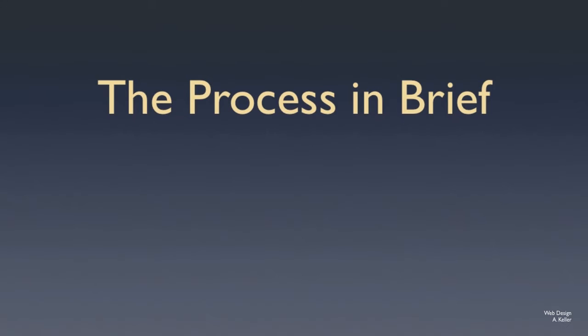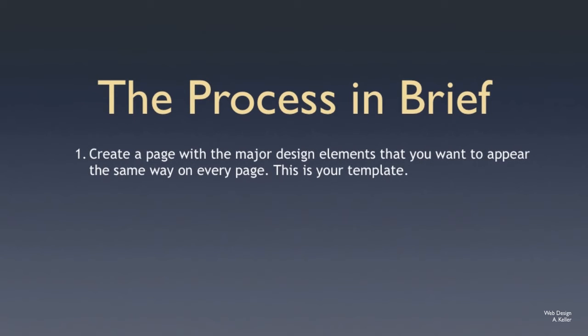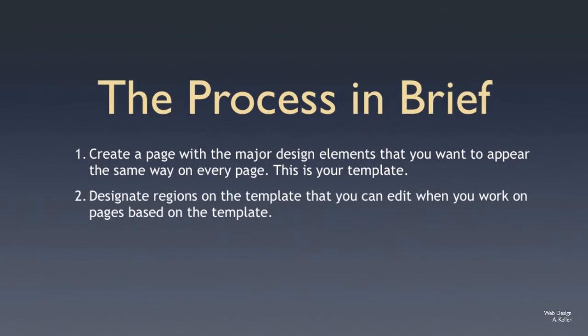So in brief, this is what we're going to be doing. We're going to create a page that's got all the look and feel and the key elements that you want to appear on every page on your site. You're going to say that certain parts of it can be edited and certain parts can't. So for example, you want the same site header, you want the same footer, you want the same look and feel. But at the other end, you want the content parts of your page to be able to be edited by you as necessary.